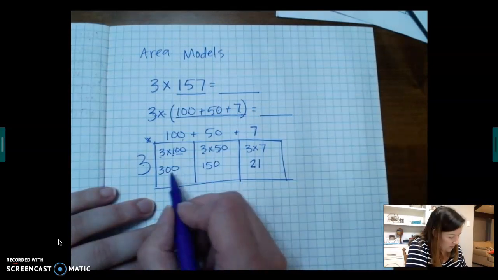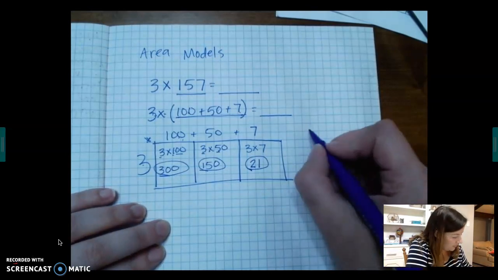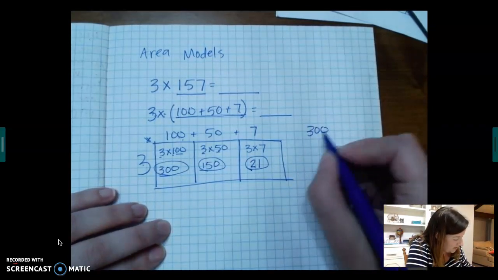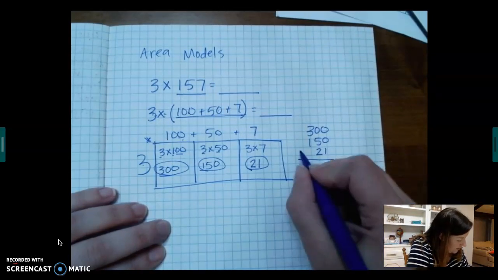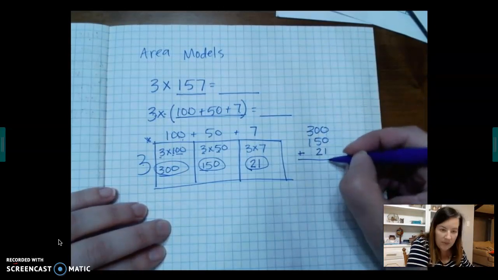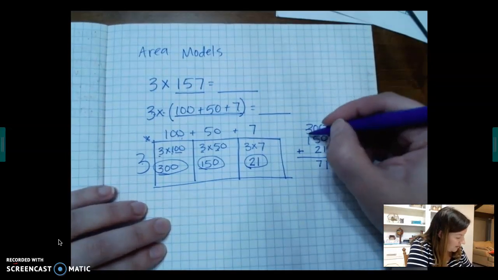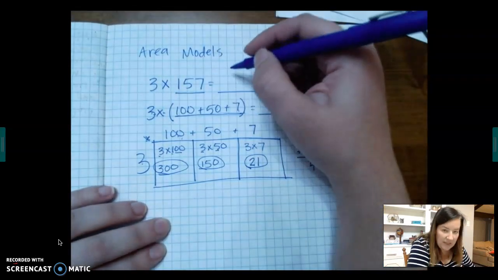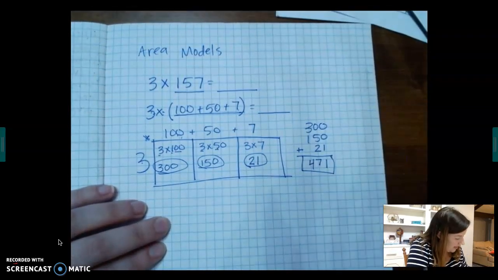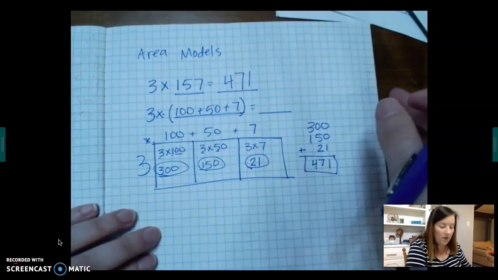The last step is to add these partial products up. So I'm going to add 300 plus 150 plus 21. Okay, my ones place is a 1, my tens place is a 7, my hundreds place is a 4. So 157 times 3, the answer is 471.